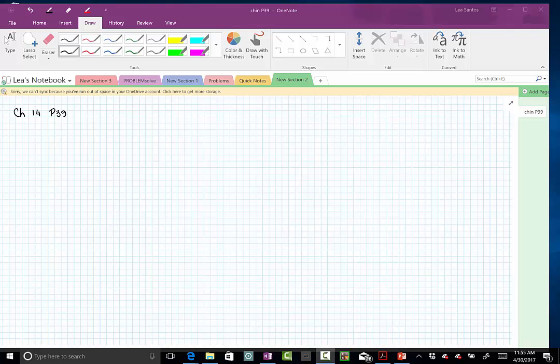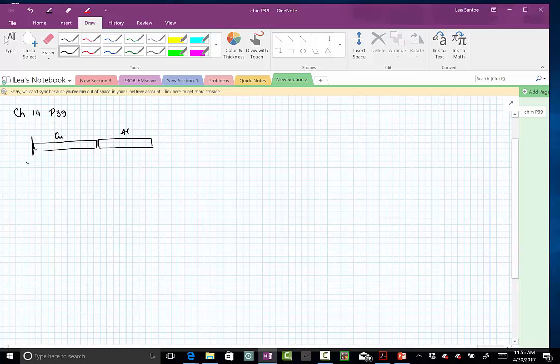So this is problem 39, chapter 14, in Giancoli 6th edition. We have two rods that are connected. One rod is made out of copper, and the other one is made out of aluminum, and they are connected. The one made out of copper is in a furnace, so it's at a very hot temperature here.